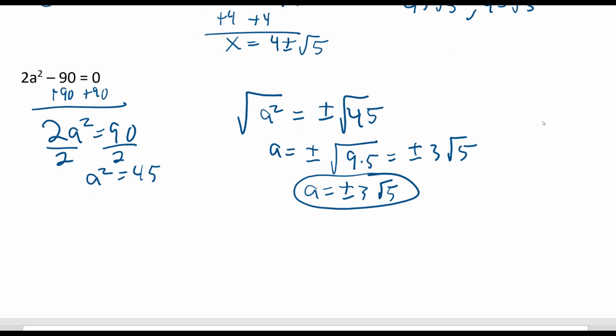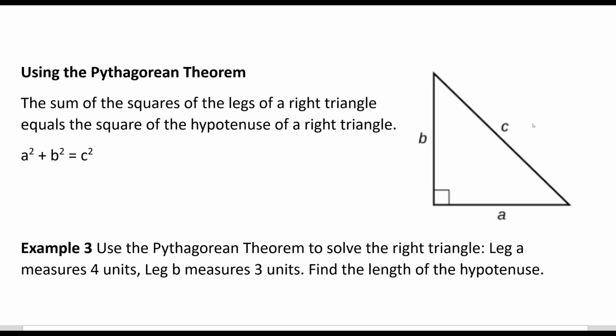Okay, let's keep going on here. One more little part. Using the Pythagorean Theorem, if you probably know the Pythagorean Theorem, the sum of the squares of the legs of a right triangle equals the square of the hypotenuse. So this is the hypotenuse. It's the side opposite the right angle. This is a side over here. So use the Pythagorean Theorem to solve the right triangle.